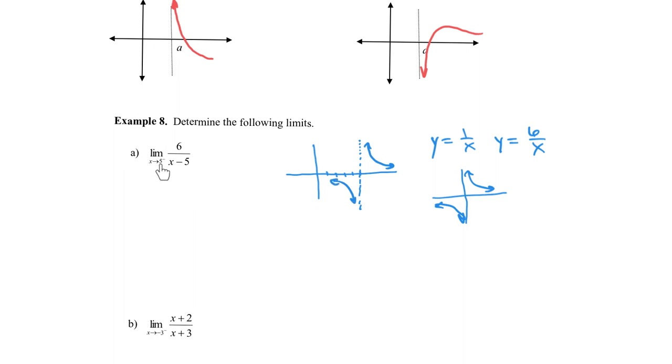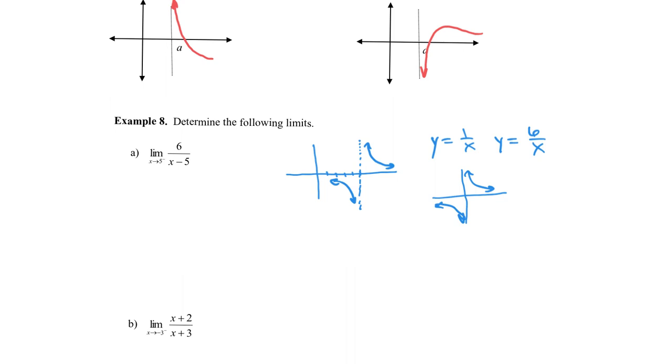So as x approaches 5 from the left, you can see from the graph, this is the line x equals 5. When I approach 5 from the left, this is going towards negative infinity. So I can see the answer is negative infinity. But we want to not rely on a graph. So we want to think of it analytically instead. So let me show you how we do this in a calculus class.